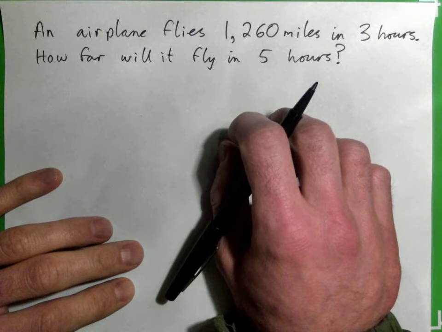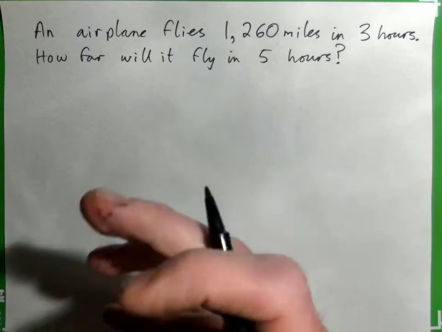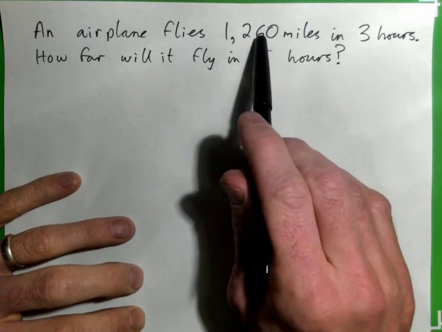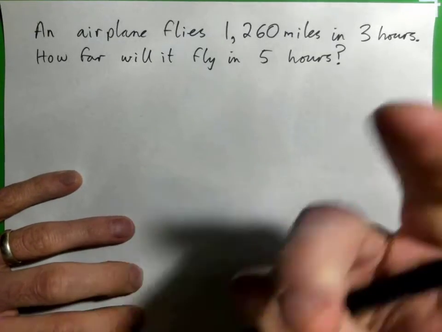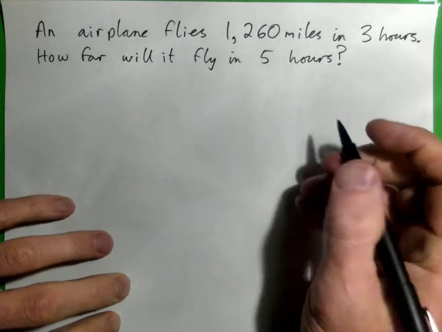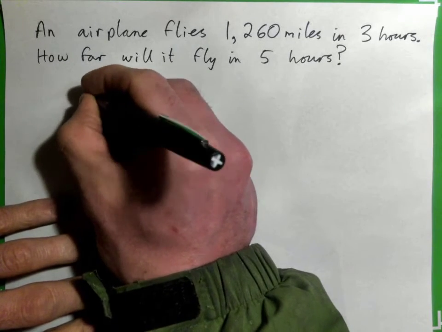So, there's a number of ways of doing this. We could set up a proportion, but I don't care if you want to go, well, how many miles does it go in 1 hour and then multiply by 5? I mean, that's perfectly fine as well. But we could do the proportion thing for fun.